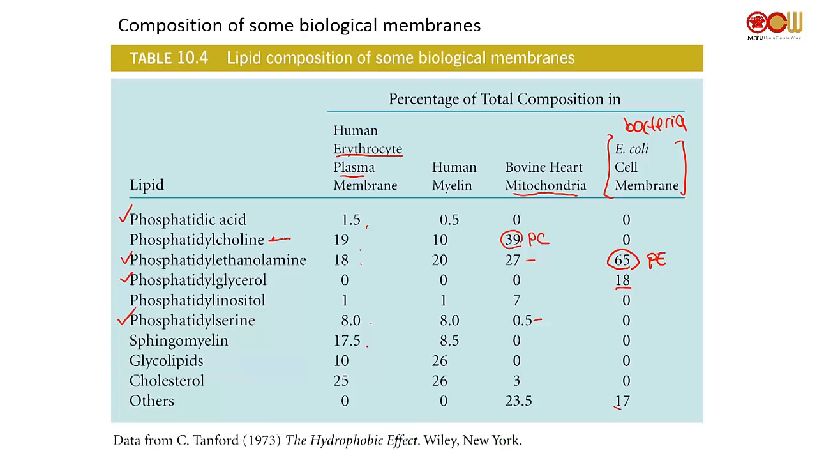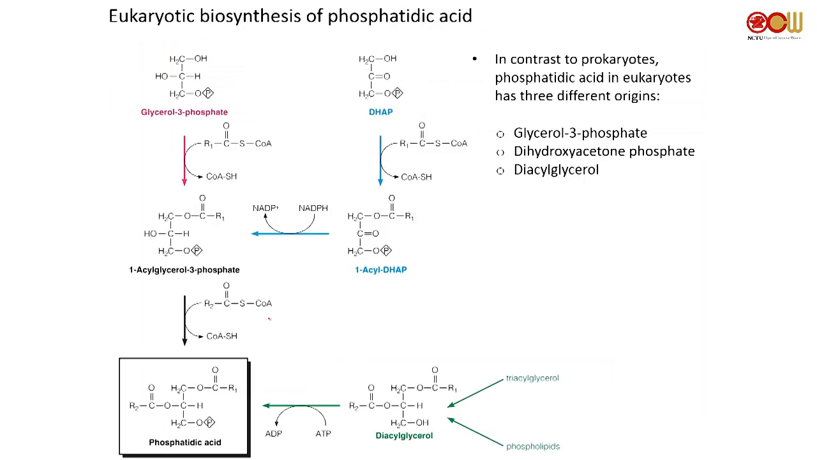Because choline, this guy right here, happens a lot in eukaryotic cells, right? So in mitochondria. So we're going to talk about how to get your PC. This is PE, and then this is PS. All right, so since we're switching gears to eukaryotes, we're going to first talk a little bit about the biosynthesis of phosphatidic acid in eukaryotic cells.